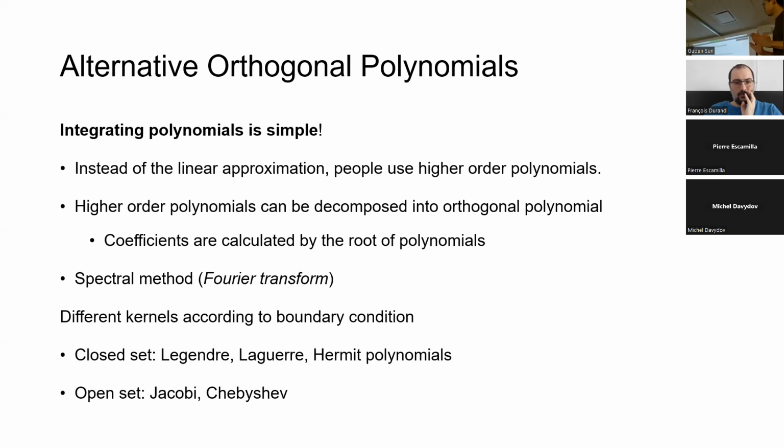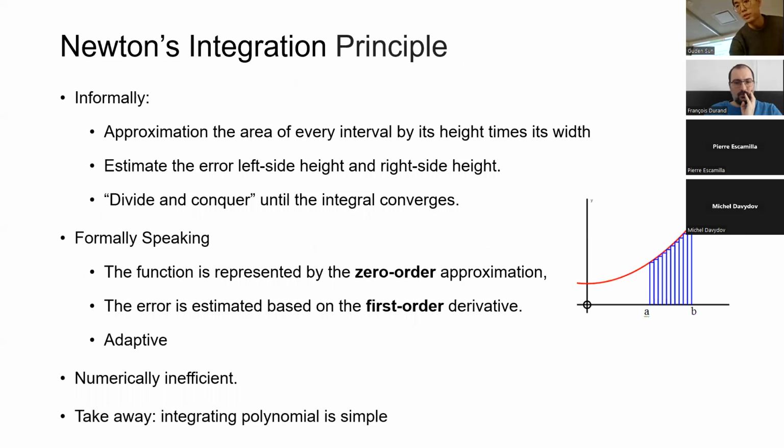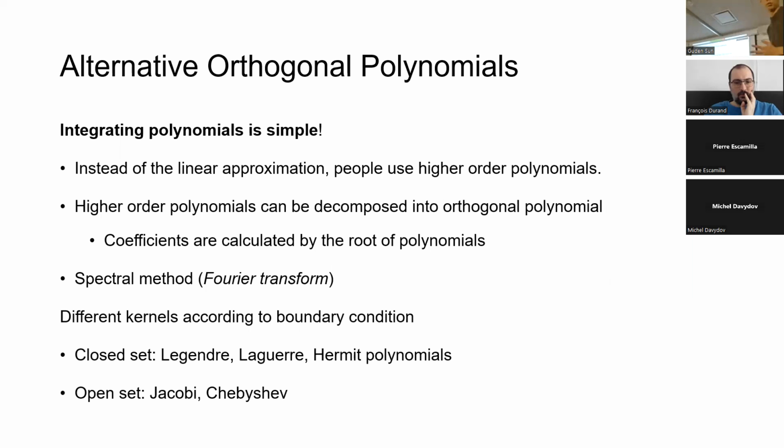For example, if you go back to the previous slide, and you want to consider the closed side of this A to B, then you may need orthogonal polynomials defined on closed sides. Or if you consider some infinite range, or the limit to 0, but on the open side, then you can use the kernel defined on the open side.